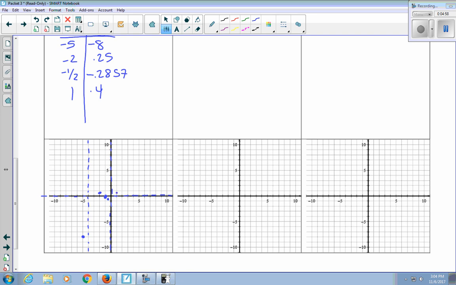Okay, so this one must go like this, up towards the horizontal and down towards the vertical asymptote. In between my two vertical asymptotes, it looks like one side goes up and the other side goes down towards the asymptotes. And then this point right here must approach this asymptote and this asymptote.